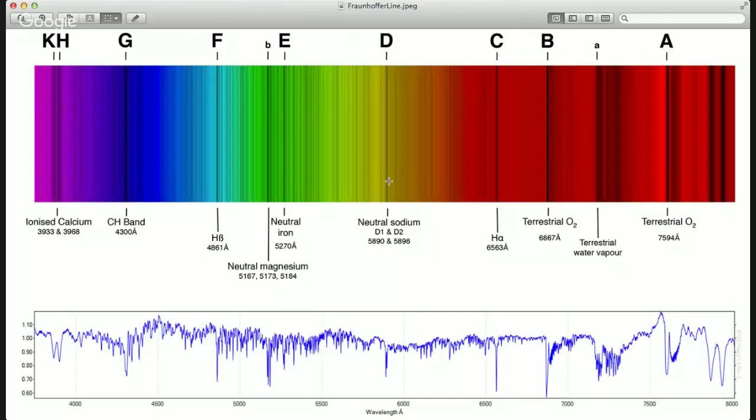Lines of light. In order to get a beautiful line of light, you need a low-density gas. Solids and liquids and dense gases do not give out lines of light. They give out a continuous spectrum.